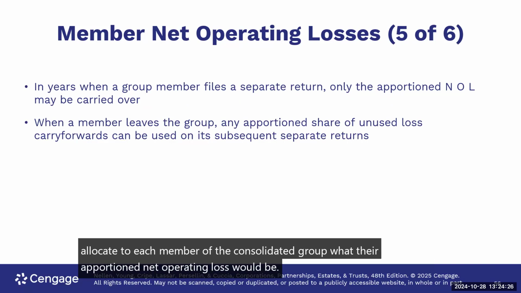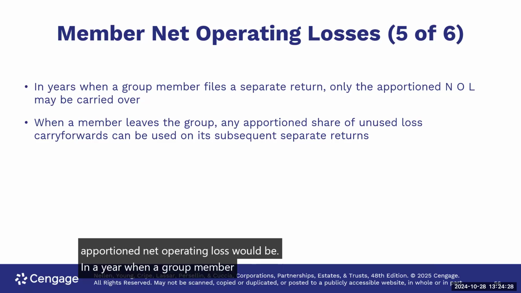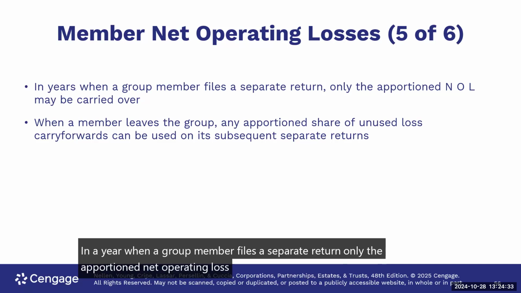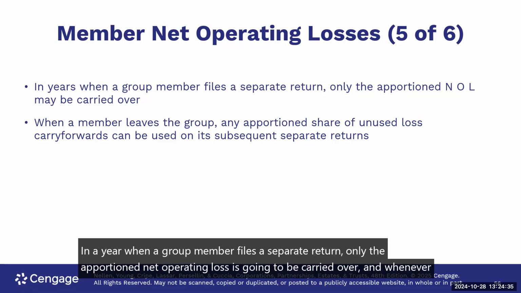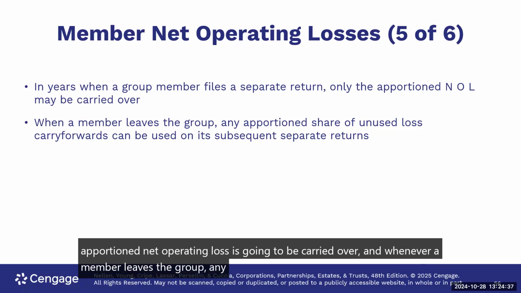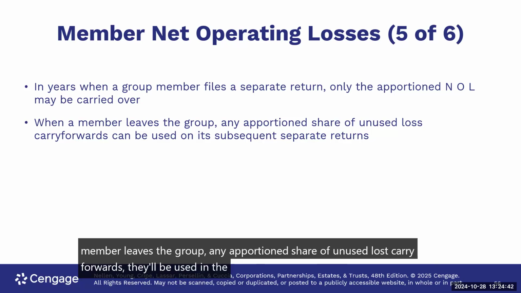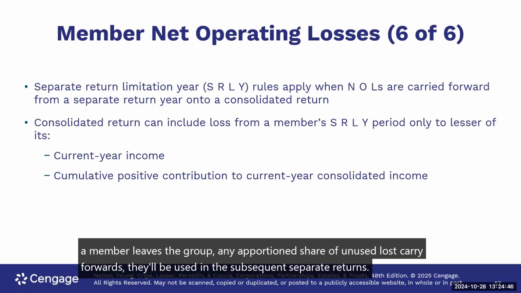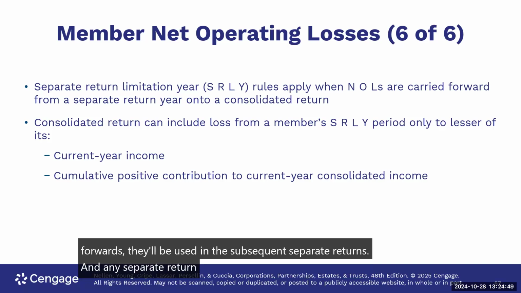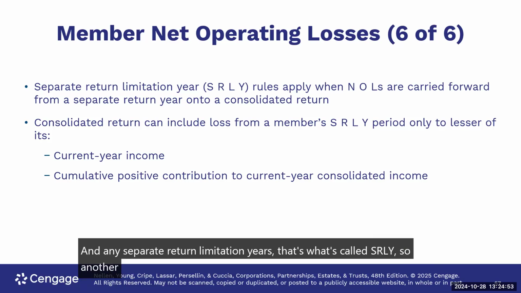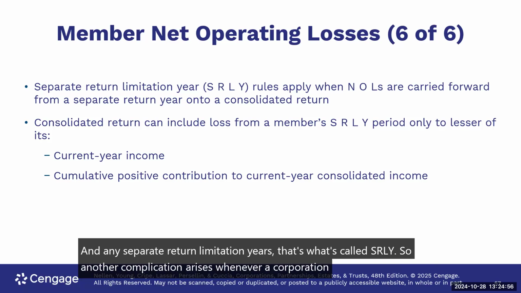In a year when a group member files a separate return, only the apportioned net operating loss is carried over. Whenever a member leaves the group, any apportioned share of unused loss carryforwards is used in the subsequent separate returns. And any separate return limitation year, what's called SRLY, is another complication that arises whenever a corporation decides to enter or leave a consolidated group.